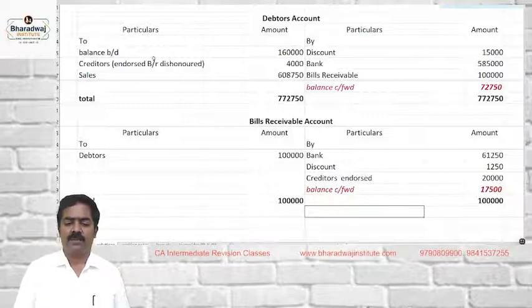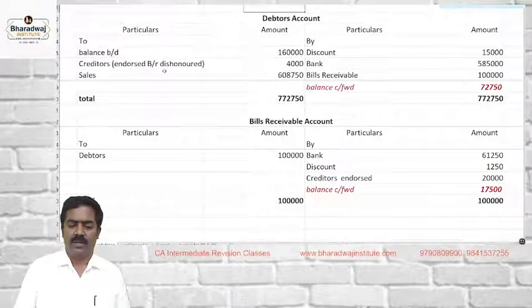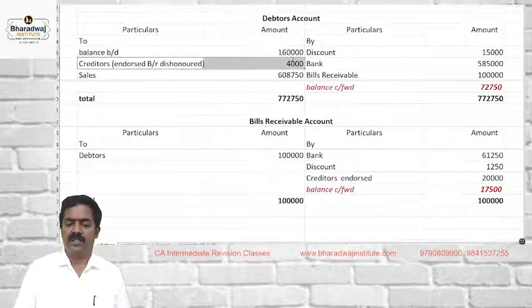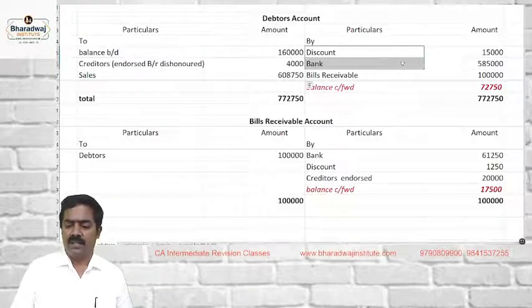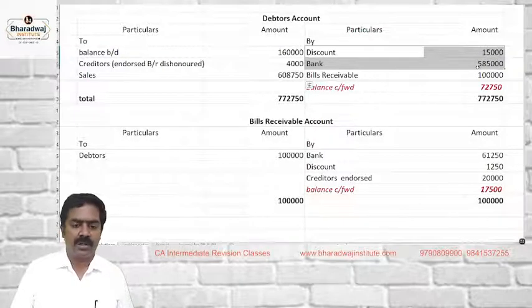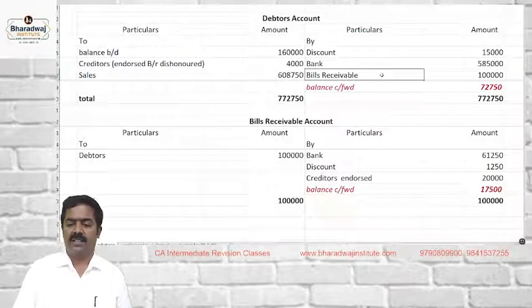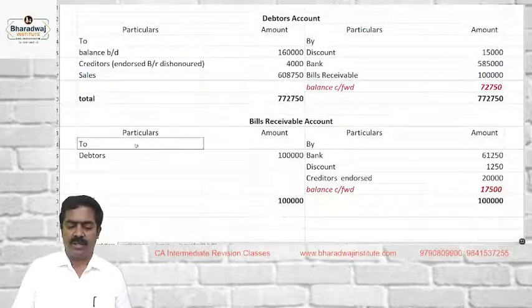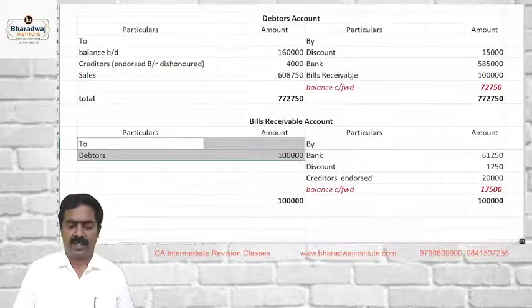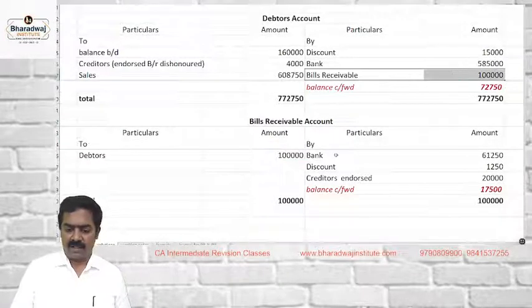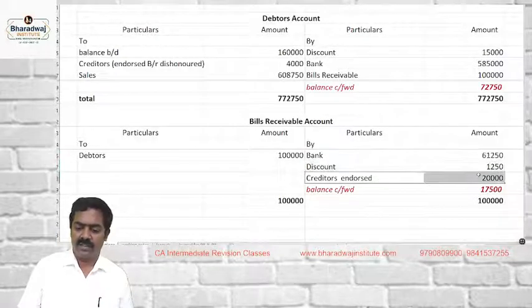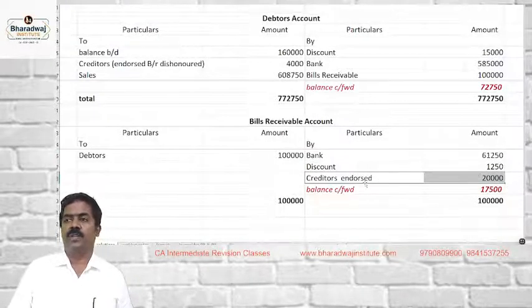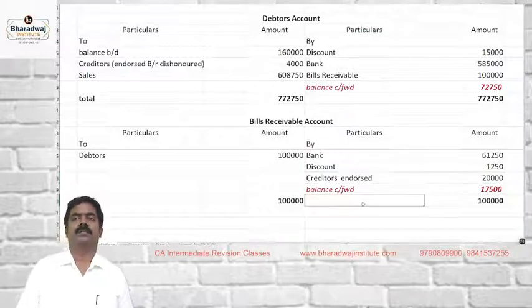Wherever there is a doubt, you just pass a journal entry. Debtors account debtor to creditors for the endorsed bill dishonored. Debtors account debtor to sales for the credit sales. Bank account debtor, discount account debtor to debtors account for the amount collected. Bills receivable account debtor to debtors account for the bills accepted by our customers. Bank and discount to bills receivable for the discounting of bills. Creditors account debtor to bills receivable for the endorsement.